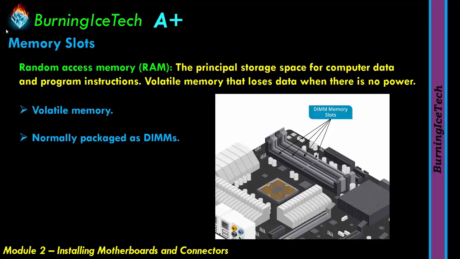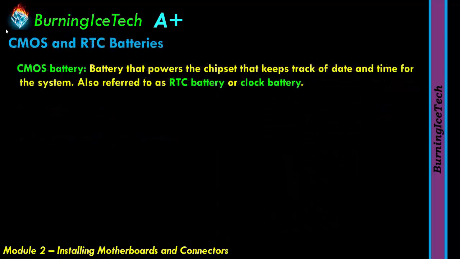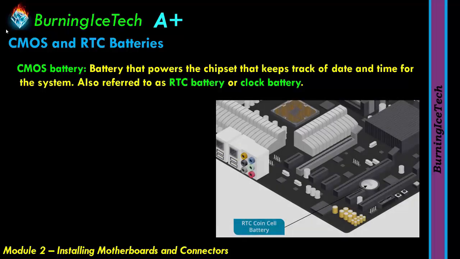Alright, then I'm going to move you on to the bottom left of the motherboard, guys. On the bottom left of most motherboards, you will find the CMOS and RTC batteries. Now, if you guys don't know what the CMOS battery is, that battery, guys, powers the chipset that keeps track of the date and time for the system. It's also referred to, as I said, the RTC battery or clock battery. There's a bit of a picture for you guys.